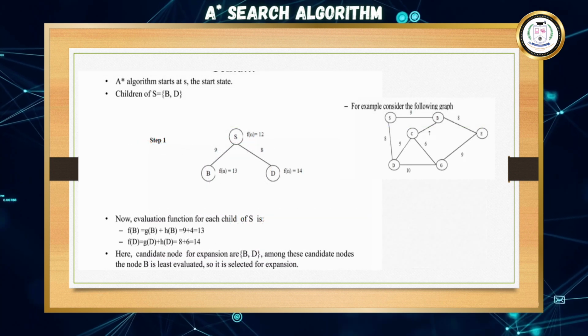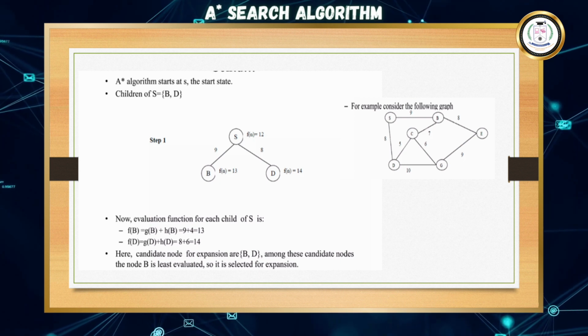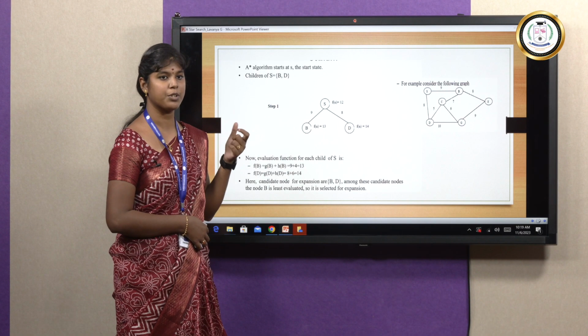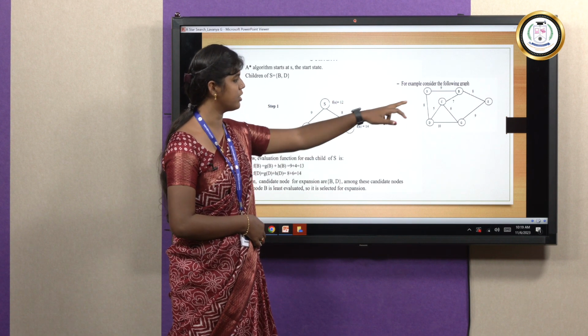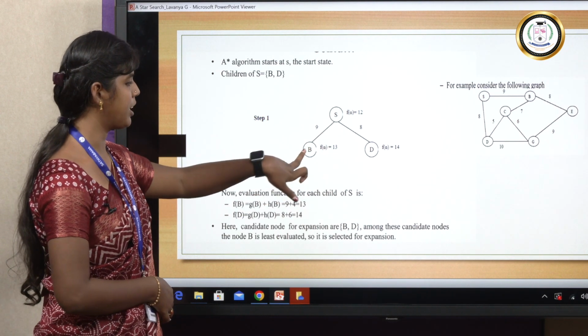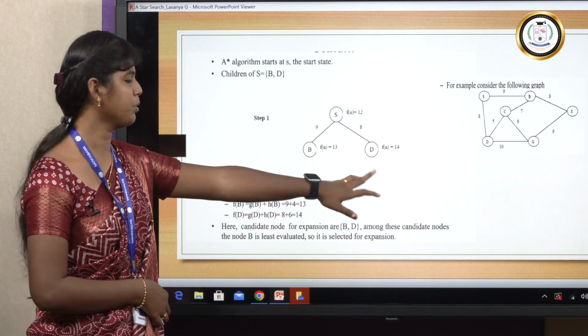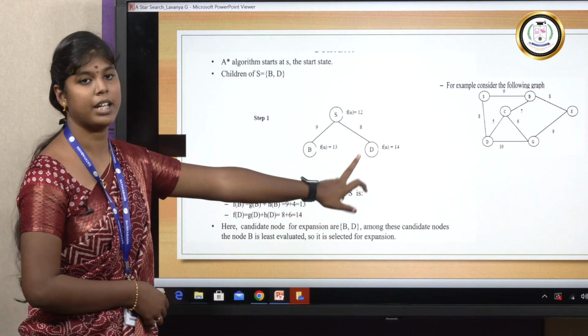First, this is my starting state, S. From S there are two nodes it can go to: one is B and one is D. For S to B the cost value will be 9, and for S to D the cost value will be 8.